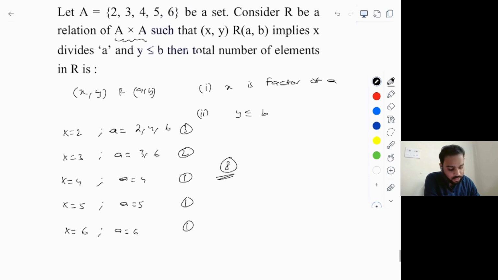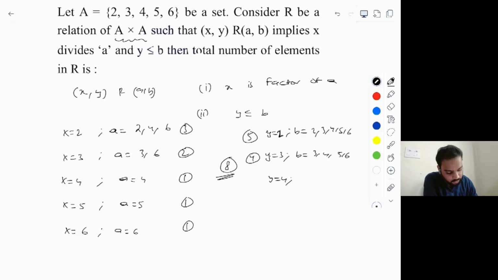Here y is less than or equal to b, right? So we need to count how many values of b are possible. If I take y equal to 1, sorry, y equal to 2, I'm sorry, because 1 is not there in the set A. If I start putting y equal to 2, since b is greater than or equal to 2 here, b can be 2, 3, 4, 5, 6, which will give you 5 possibilities. Similarly, if I put y equal to 3, I'll get b equal to 3, 4, 5, 6, which will give you 4 possibilities.